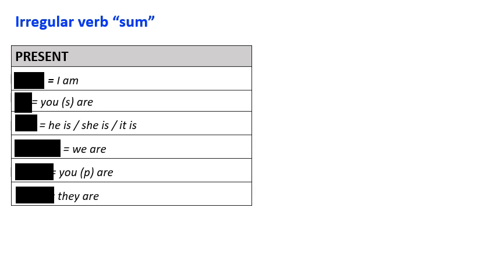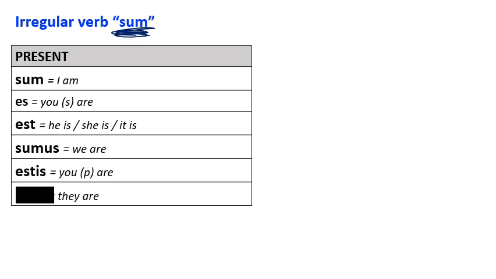Now we have the irregular verb sum. This is a little bit different. Do you remember how to conjugate sum? How do we say I am? Sum. You are, es. He is or she is or it is, est. We are, sumus, you plural are, estis, and they are, sunt.